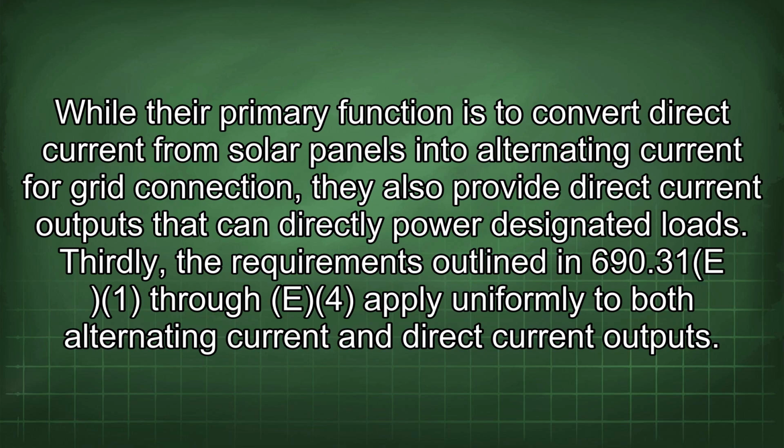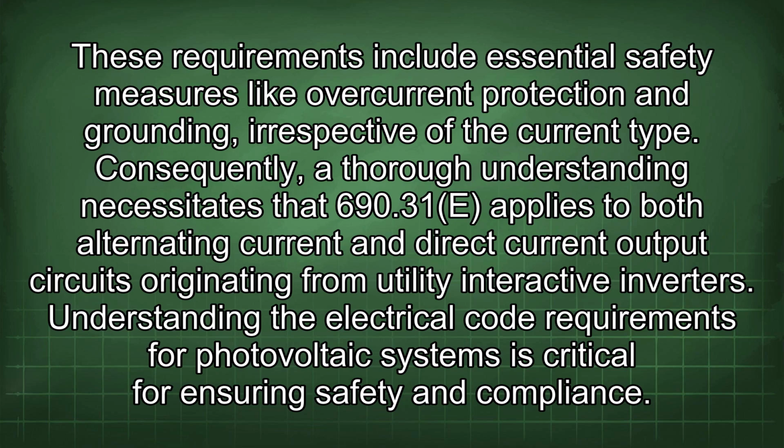Thirdly, the requirements outlined in 690.31(E) under (F) apply uniformly to both alternating current and direct current outputs. These requirements include essential safety measures like overcurrent protection and grounding, irrespective of the current type. Consequently, a thorough understanding necessitates that 690.31(E) applies to both alternating current and direct current output circuits originating from utility interactive inverters.